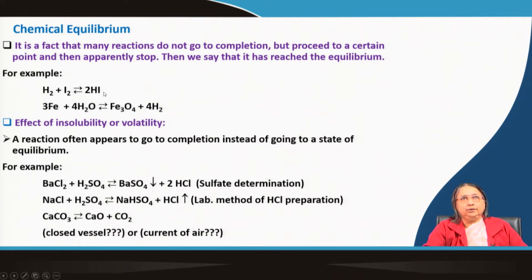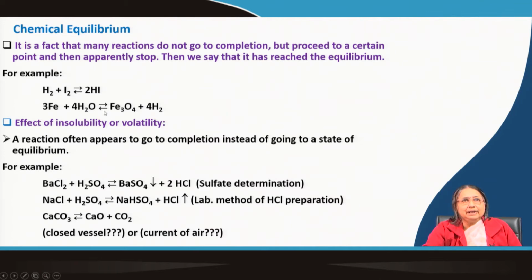Now, at the point when equilibrium is reached, we can tell that the forward reaction and the backward reaction are the same. That means the rate of forward reaction and the rate of backward reaction are the same, and then we can tell that no more reaction goes on. Actually, reaction is going on, but the amount of HI that is produced from hydrogen and iodine, the same amount of HI will be decomposed to form the reactants. That means it is the equilibrium state.